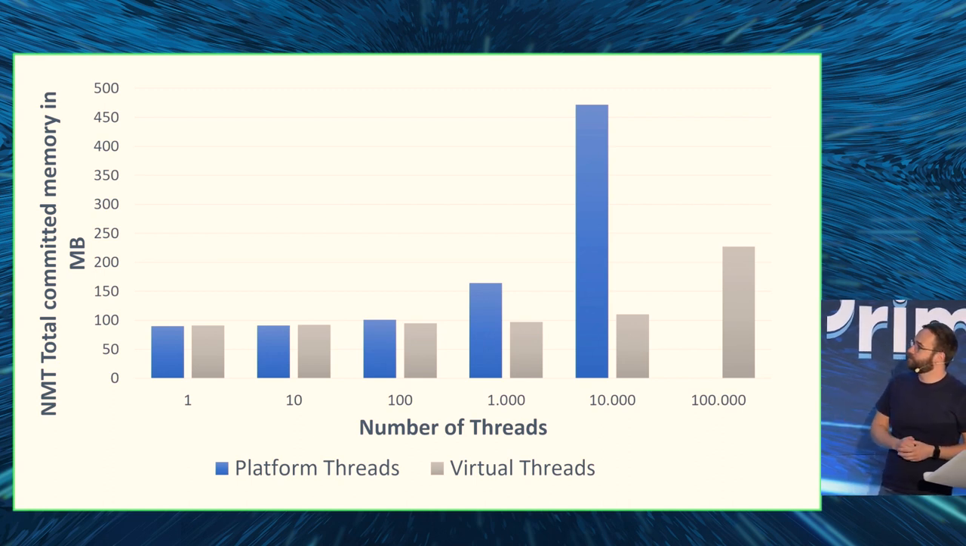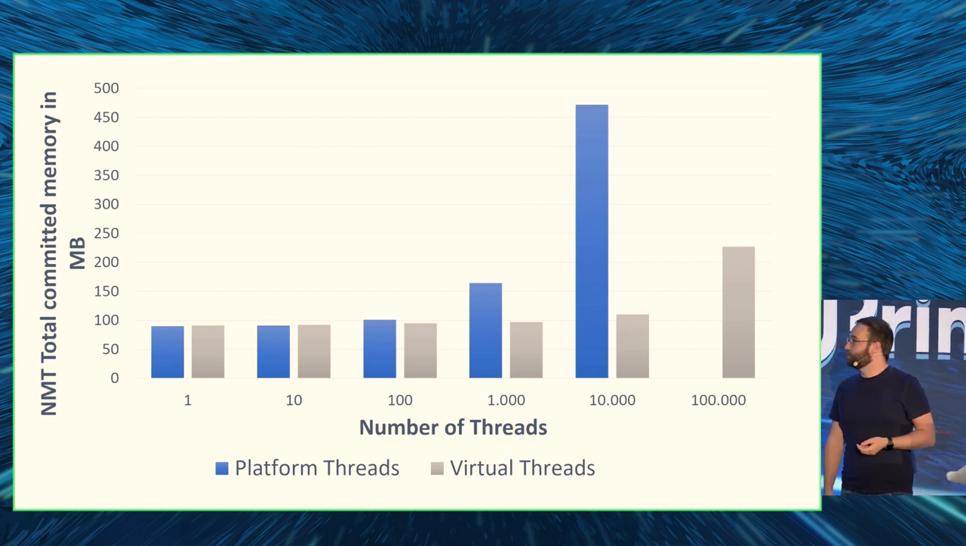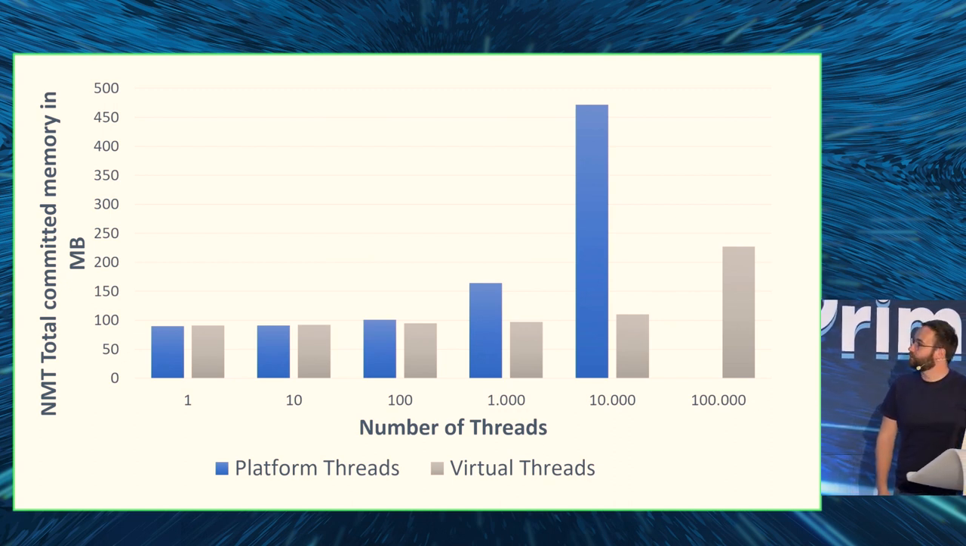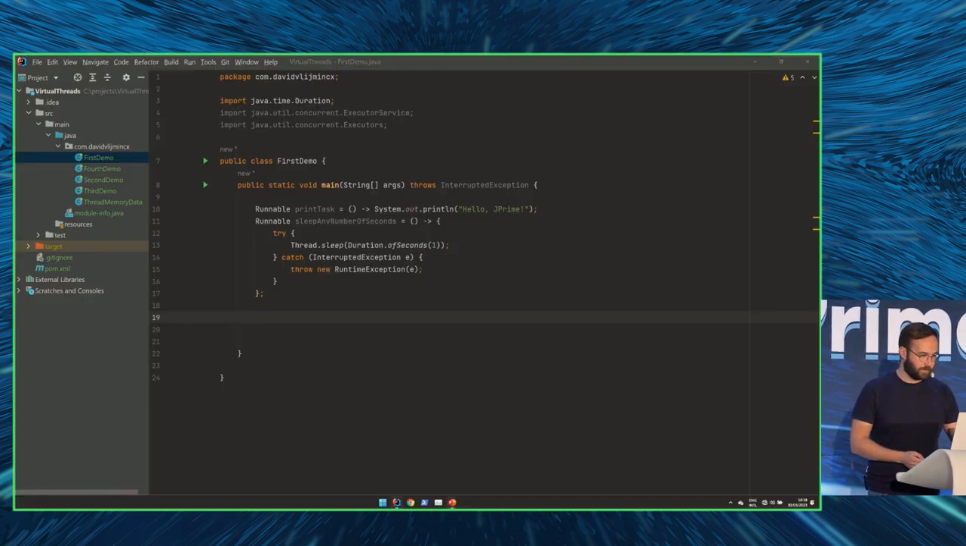Or, well, they grow very little over time until we go from 10,000 to 100,000, and then it doubles, but the number is 10 times as huge. So you may be wondering, why doesn't he have the 100,000 platform threads? And that's because the system crashed, because it also ran out of memory. So you can either see it as platform threads are very resource friendly, or at 100,000 threads, virtual threads are a lot better. So that's enough of me talking. So let's now switch to the demo and see how we can create virtual threads.